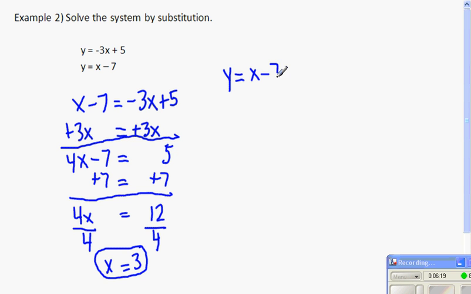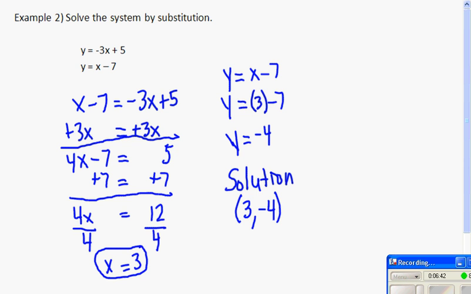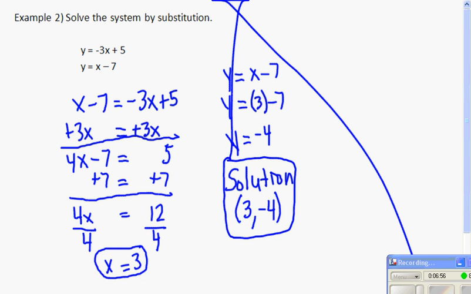Now remember, to get your y value, you just simply substitute into one of your equations. So I'll use the equation y equals x minus 7. It doesn't matter which one we substitute in for. But y equals, in for x, x we now know is 3. So we come up with y equals negative 4. Our solution would therefore be 3, negative 4. Remember, the solution there is the point of intersection. This concludes our lesson.